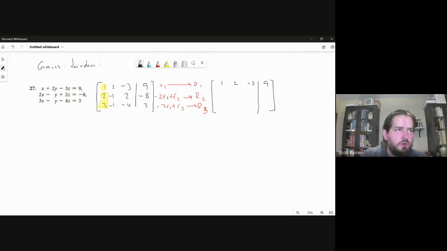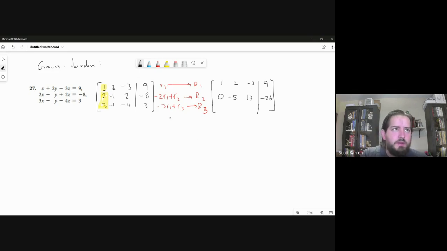And then -2 row 1, so -2 multiplied by row 1 in the x column gives me -2 plus 2 is 0. -2 times 2 is -4, plus -1 is -5. -2 times -3 is +6, plus 2 is 8. And then -2 times 9 is -18, plus -8 is -26.